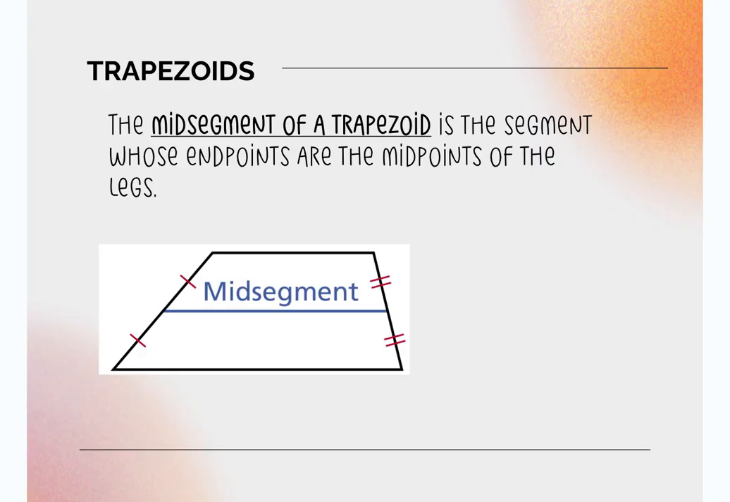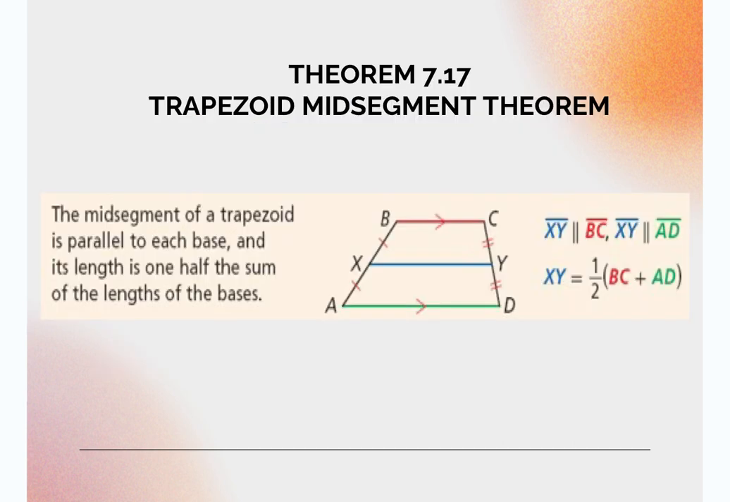All right, trapezoids with mid-segments. So we did mid-segments of triangles. These are very similar. The mid-segment of a trapezoid is the segment whose endpoints are the midpoints of the legs. So it still connects the midpoints of each of the legs. And the trapezoid mid-segment theorem says the midsegment of the trapezoid is parallel to each base. So instead of it just being parallel to one side like the triangle, it's parallel to each base.